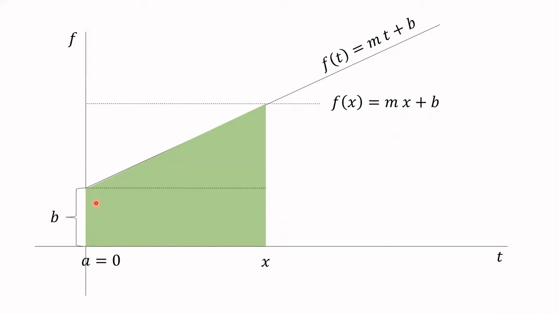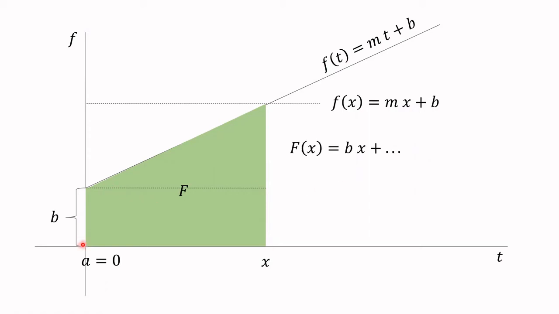So now we know what this height is, it's the intercept, and we know this height. So we can just use the formula for the area of a rectangle and the area of a triangle to find the total area, which I'm calling big F. And it's got two parts.